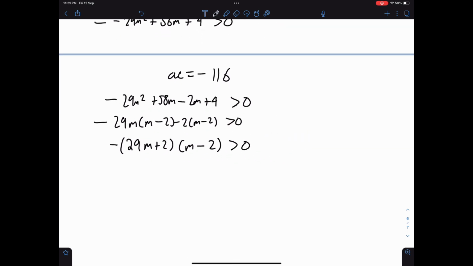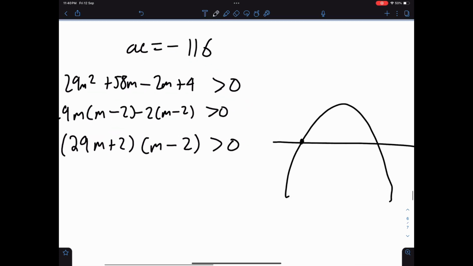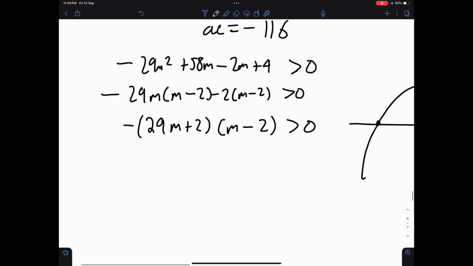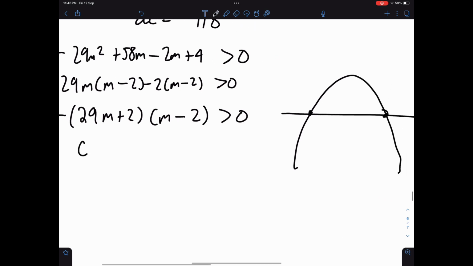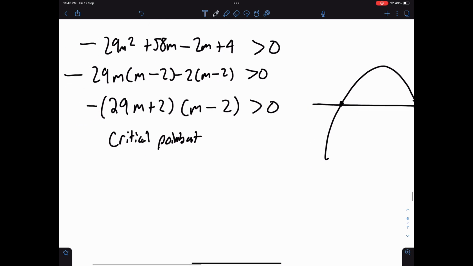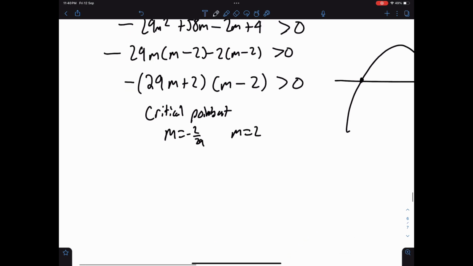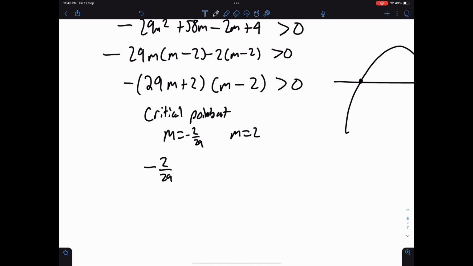So what we've actually got here is, because we got that negative sign, we've got an n-shaped parabola. So in order to be greater than 0, we're actually going to do this part. So it will be the x values between the critical points. So we say critical points at m equals minus 2 over 29 and m equals 2. And so we say that for it to have two intersections, minus 2 over 29 is strictly less than m, which is strictly less than 2.